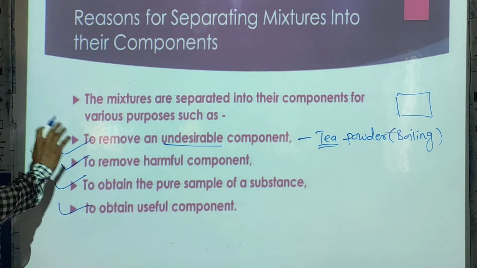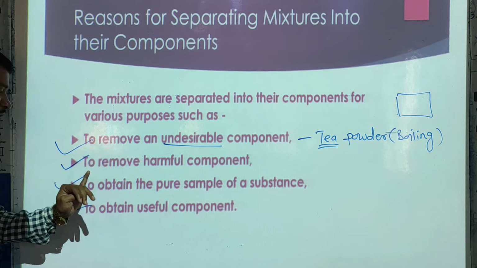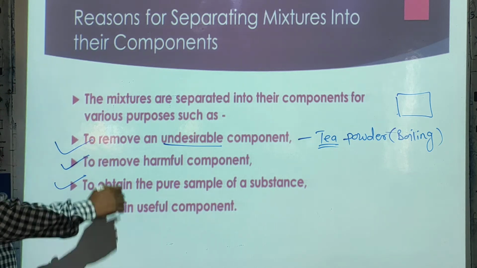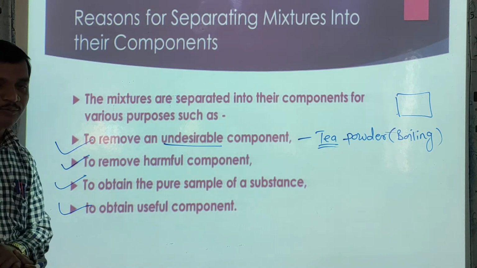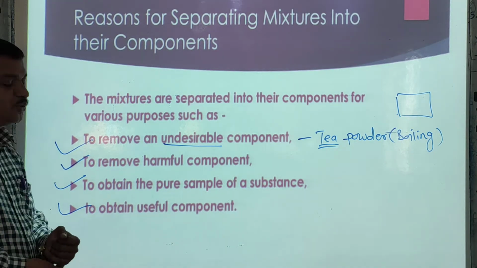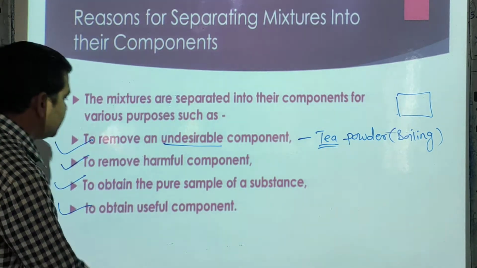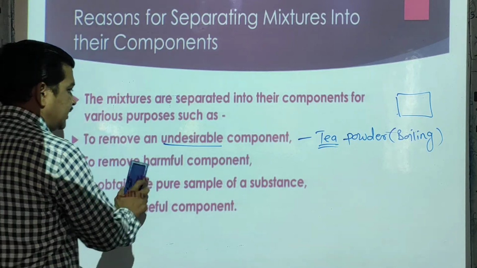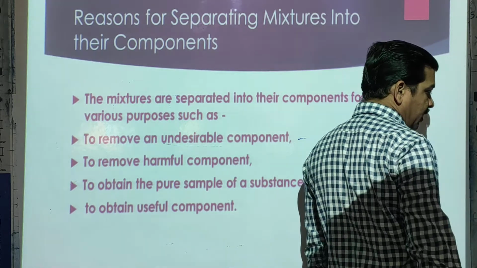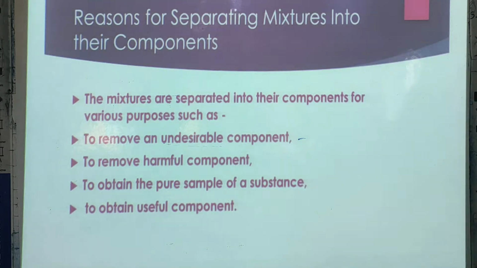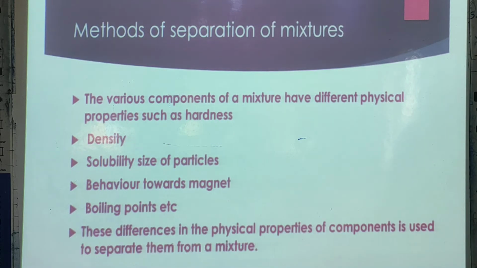Due to this, to obtain the useful component, second, to remove the unwanted component, to remove the harmful component, and to obtain the pure sample of a component. Okay, so these are the reasons, and that is why we need to separate out the mixtures. Now we will see the methods one by one to separate out the mixtures.